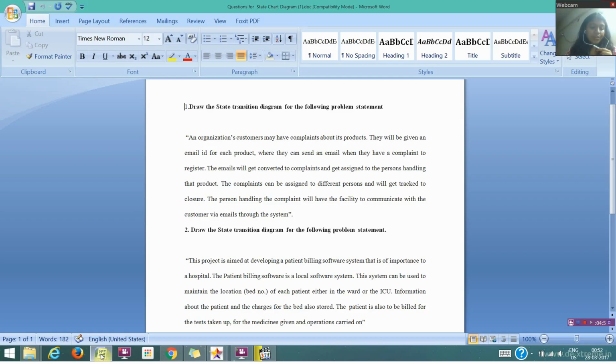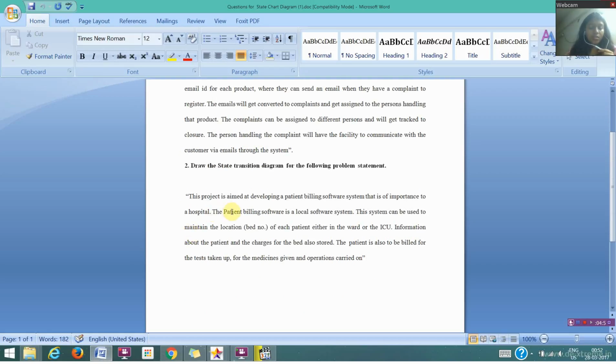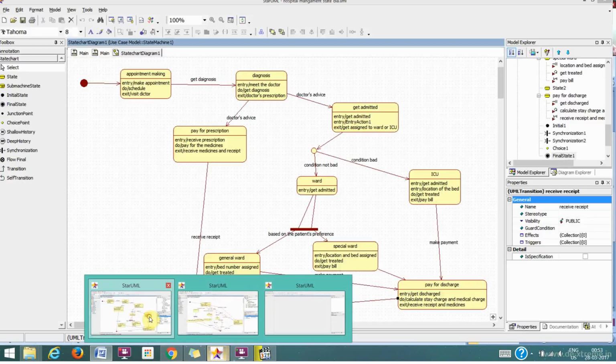And the next one is going to be a hospital billing management system. So the billing is done based on the ward or the ICU, the location and everything the patient is admitted to. So this is how it's going to look.